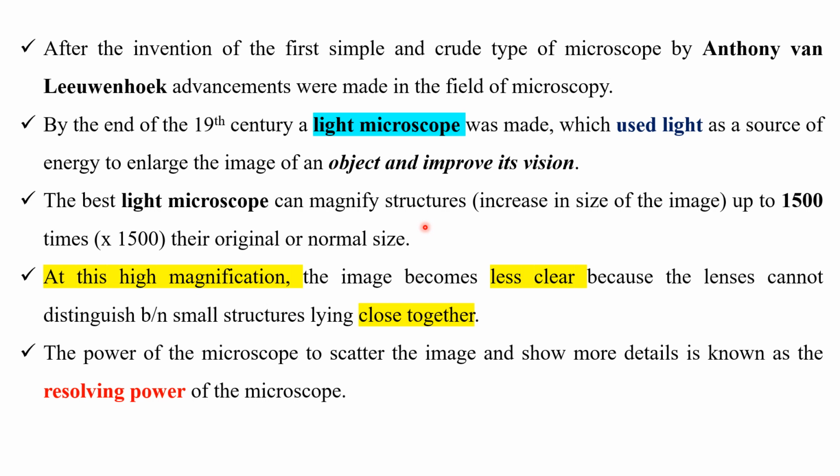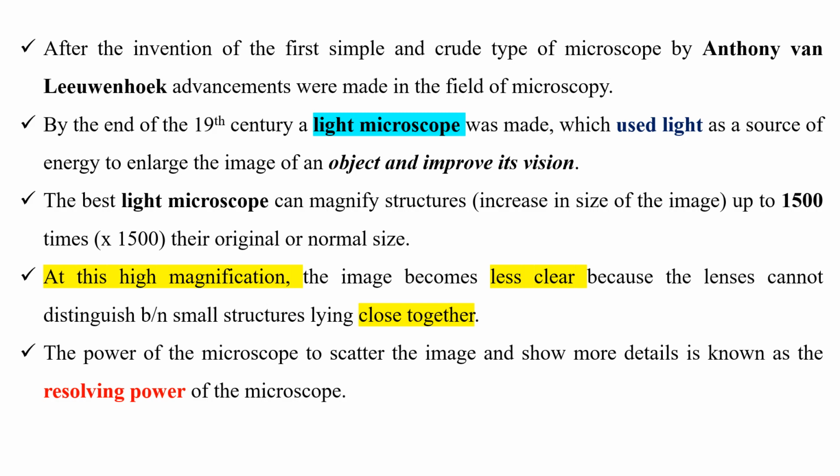1,500 times growth. At high magnification, the image becomes less clear because the lens cannot distinguish between small structures lying close together. So, light microscopes have good magnification but not good resolution. The power of the microscope to separate the image and show more detail is known as the resolving power of microscopes.